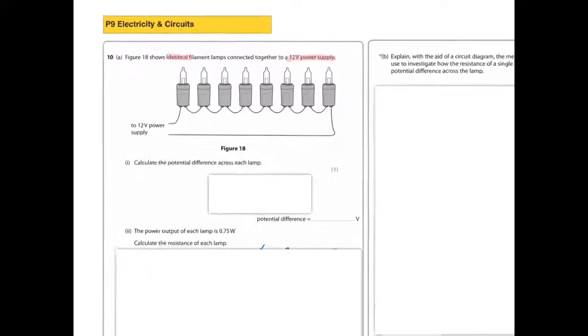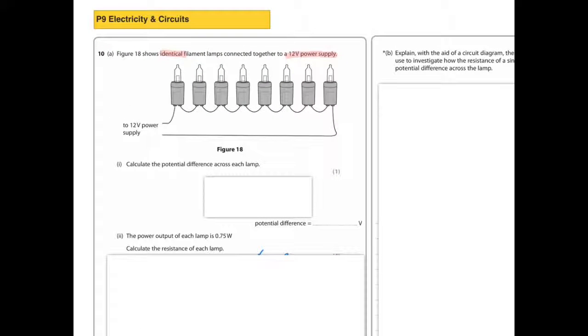Figure 18 shows identical filament lamps connected together to a 12-volt power supply. Calculate the potential difference across each lamp. So remember, in a series circuit, and you can see these are connected in series in one loop, all the voltage is shared, and that's what it's testing you on. So all the voltage is shared here. So you're just dividing 12 volts by the number of components that are sharing it.